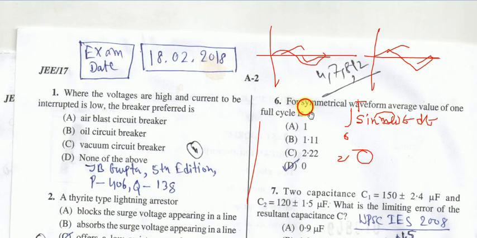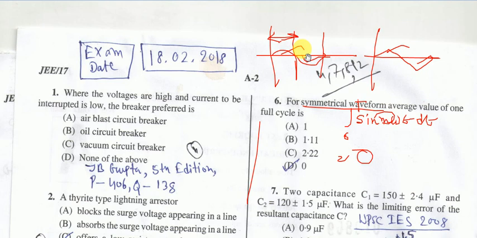So for any symmetrical waveform, we are not interested in taking the average value over the full cycle. We never take it. For a symmetrical waveform, we take the average value over the half cycle. If the waveform is not symmetrical, then we solve for the average value, or the total area of the integration, over the full cycle. If symmetrical, we cover the half cycle, and if unsymmetrical, the full cycle.